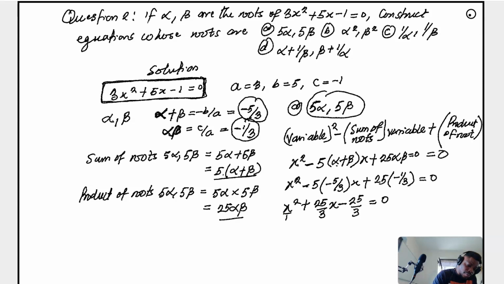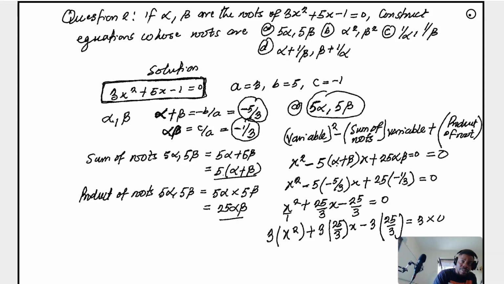Now, the LCM here is 3. We can multiply through by 3. Okay? So that means we multiply x squared by 3, we multiply 25 over 3 x by 3, and we multiply 25 over 3 by 3, and we multiply 0 by 3. That is what is meant by multiply through by 3. So this will be 3x squared. We cancel 3, this is plus 25x. We cancel 3, this is minus 25 is equal to 0.